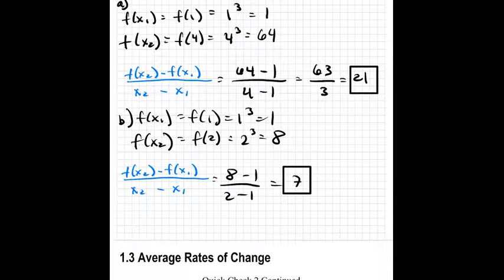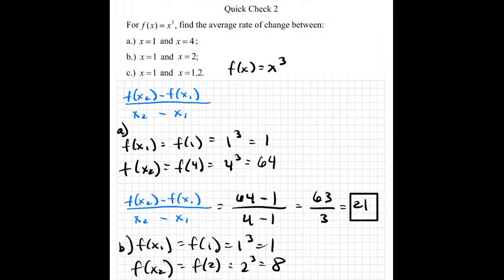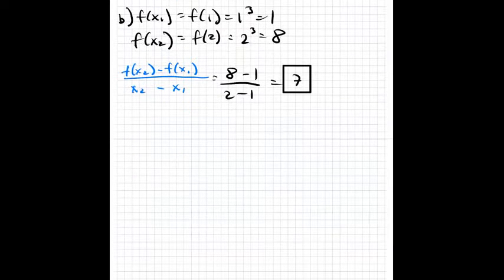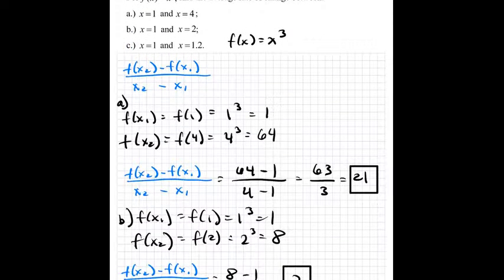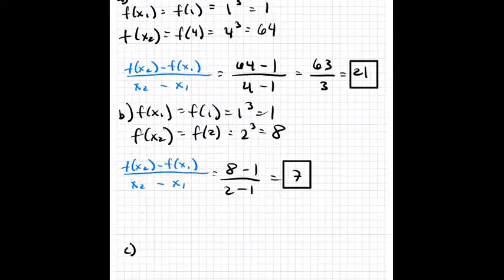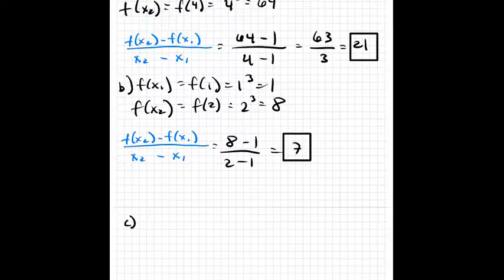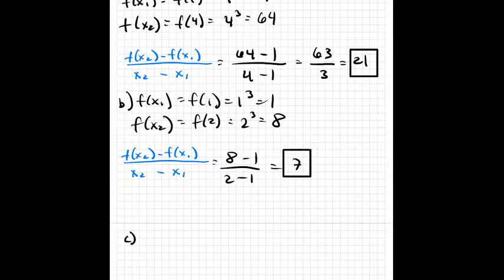Let me add some paper. And then part C is as x changes from 1 to 1.2. So notice that the second point is getting closer and closer to the first point. First, the second point was at 4, then it was at 2, now it's at 1.2. So notice that our average rate of change seems like it's approaching some number.